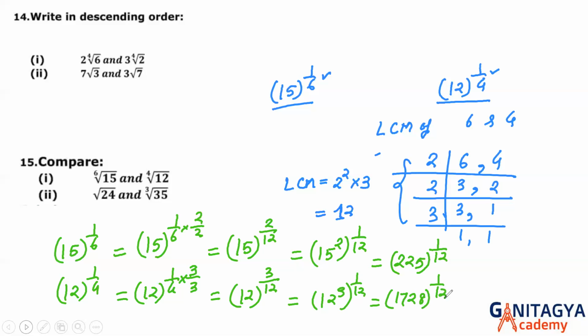For this, if you need a shortcut, you can write it as 10 plus 2 cube. Then you have to use the formula a plus b cube. Then we will see how to minimize the time in calculating this cube. But this time you can see 1728 will come because we are just solving this. So this is power 1 by 12, this is power 1 by 12. And definitely what I'll write, 12 to the power 1 by 4 is greater than 15 to the power 1 by 6. Okay, so the first one is done.